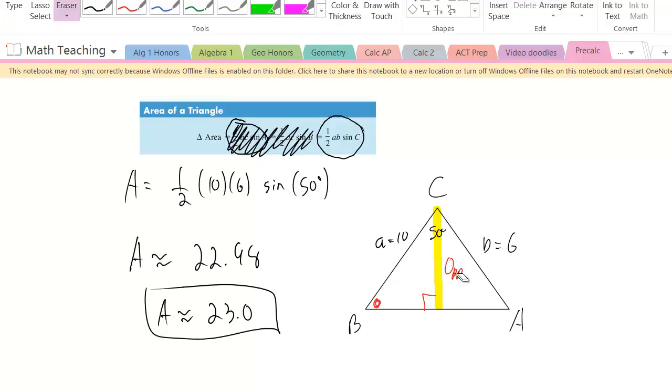But the problem is, since we're given that 50-degree angle, let me just reorient this thing. Instead of using that height, let me find this height right here, this thing right here. And let's say this was your base. Well, if B right here is your base, then if you do the math, 1/2 of A times sine of C is going to be this opposite side right here.